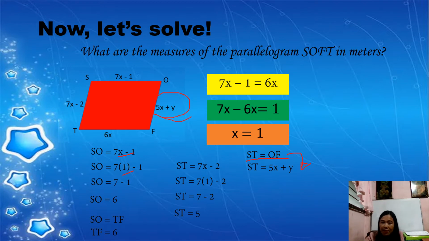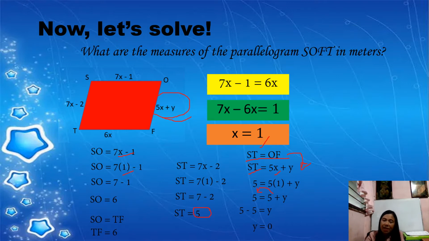Now, since we have already solved for ST as 5, we can substitute ST with 5. And similarly, x will be substituted with 1. So we will have 5 equals 5 times 1 plus y. Alright? Now, 5 times 1 is 5. Okay? So then, to solve for y, just transpose this 5 to the other side so that they will be combined with another number on the left side. So we will have 5 minus 5 equals y. 5 minus 5 is, of course, 0. Therefore, the value of y is 0.